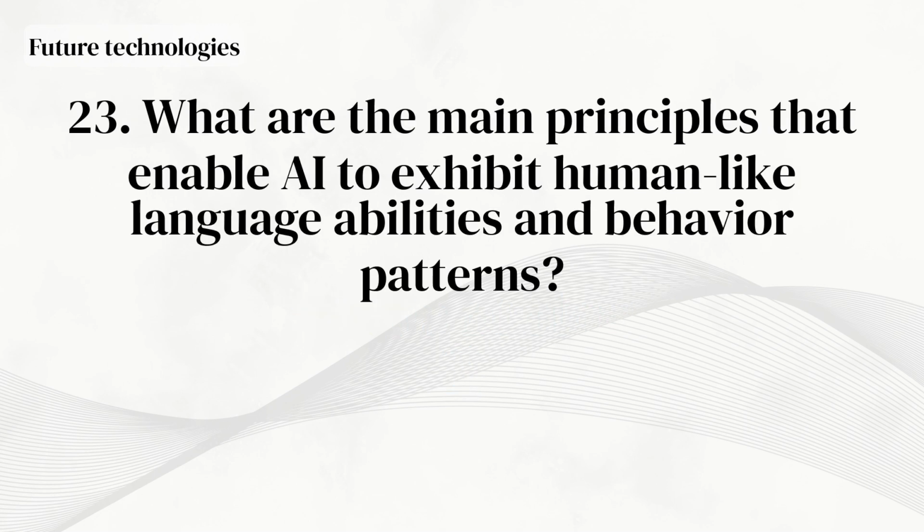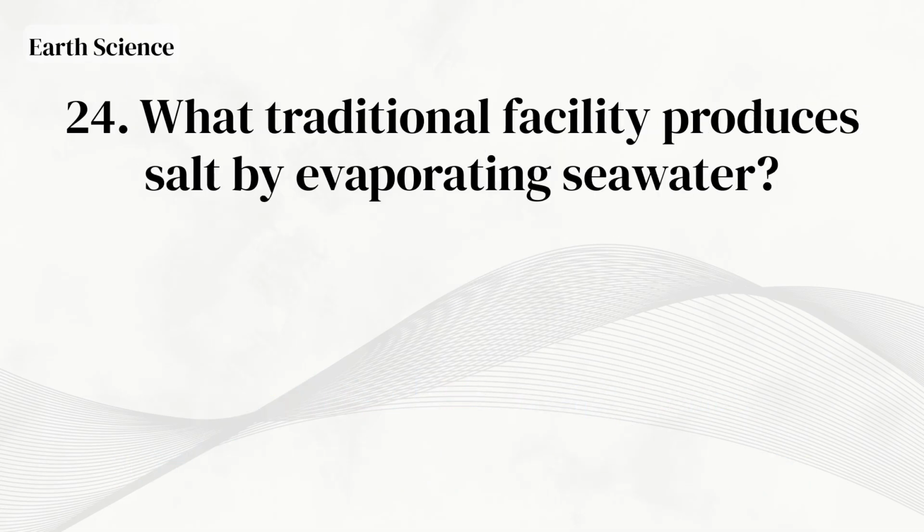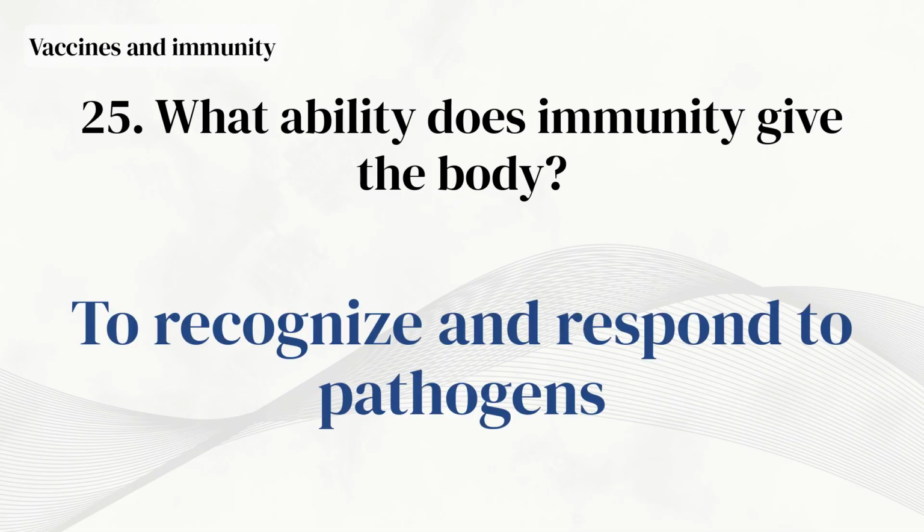Servo motor. What are the main principles that enable AI to exhibit human-like language abilities and behavior patterns? Machine learning and artificial neural networks. What traditional facility produces salt by evaporating seawater? Salt pan. What ability does immunity give the body? To recognize and respond to pathogens.